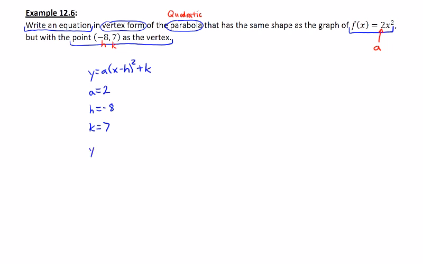So we would say y equals 2 times x minus -8 squared plus 7. And then I'll clean that up just a tad and have it be x plus 8 squared plus 7. And that is our final equation written in vertex form for the parabola that has a vertical stretch by 2 and has the point -8, 7 as its vertex.